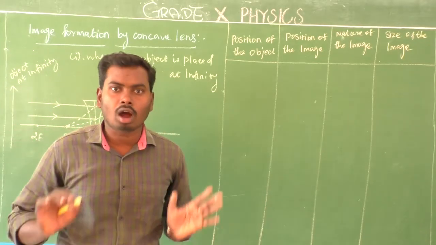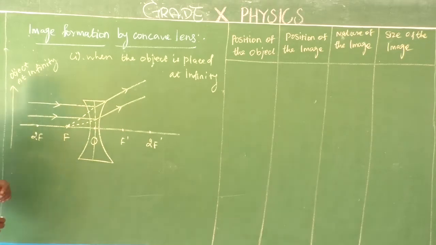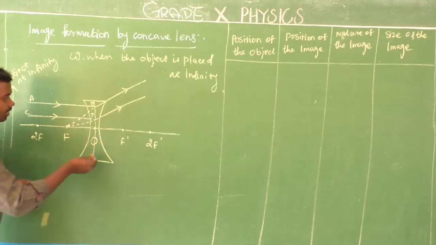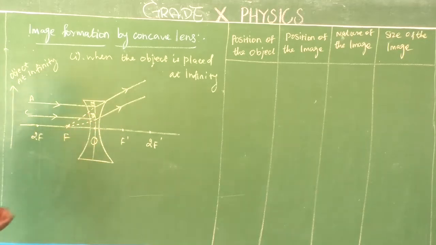We already know that concept very well. The ray will be parallel to the principal axis. Consider this one ray of light and that another ray of light. Is it clear? It's very simple. For our convenience, I am going to give them names: this is A and this is B, and this is C and this is D.